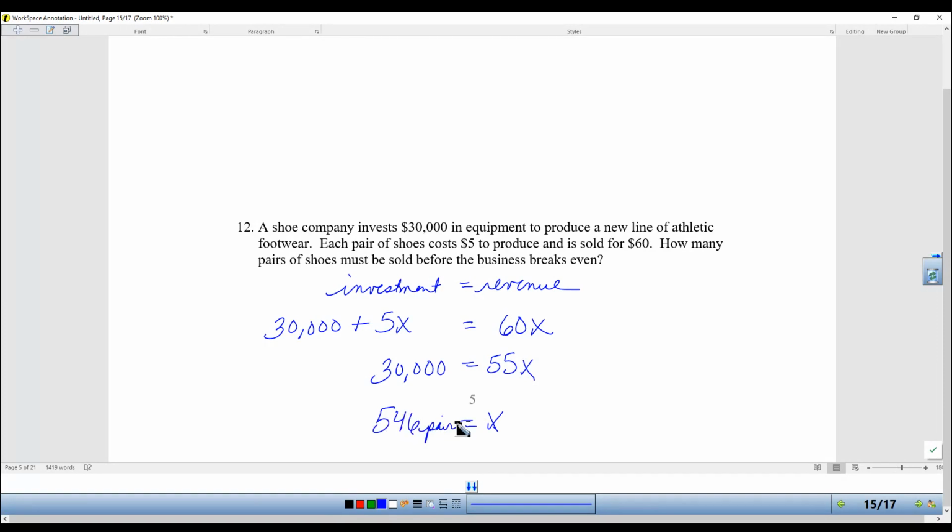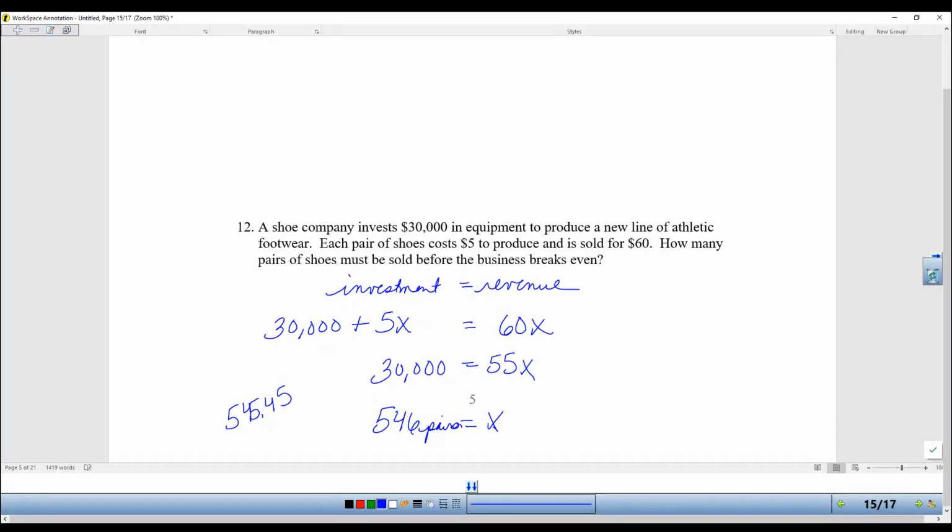546 pairs of shoes. It doesn't actually come out to be exactly that. It actually comes out to be 545.45 pair of shoes, but you can't have part of a pair of shoes. So we're going to round it up to 546. If they only do 545, they won't actually come back to zero. They'll still be just a little bit short. So they need to sell 546 pairs of shoes.